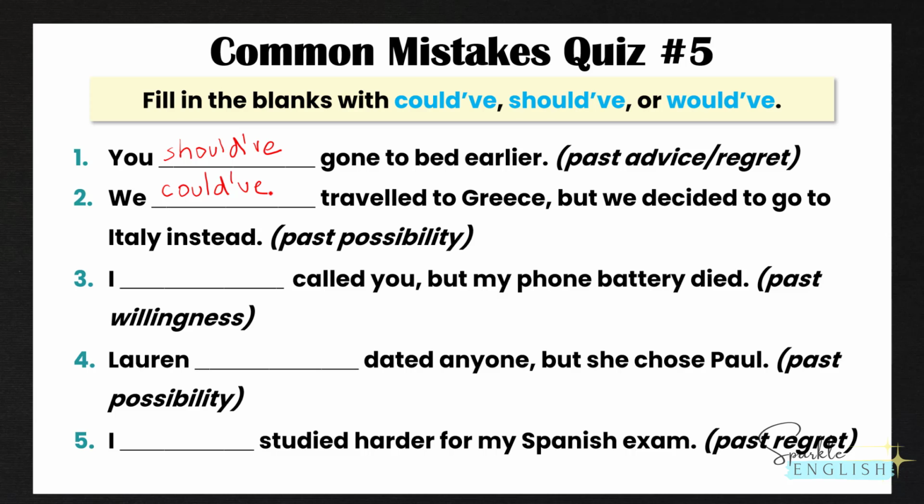Number 3, I would have called you, but my phone battery died. Remember, we use would have for past willingness, something we wanted to do, but didn't. Number 4, Lauren could have dated anyone, but she chose Paul. Again, could have is used for past possibility. And finally, number 5, I should have studied harder for my Spanish exam, which is me expressing past regret.